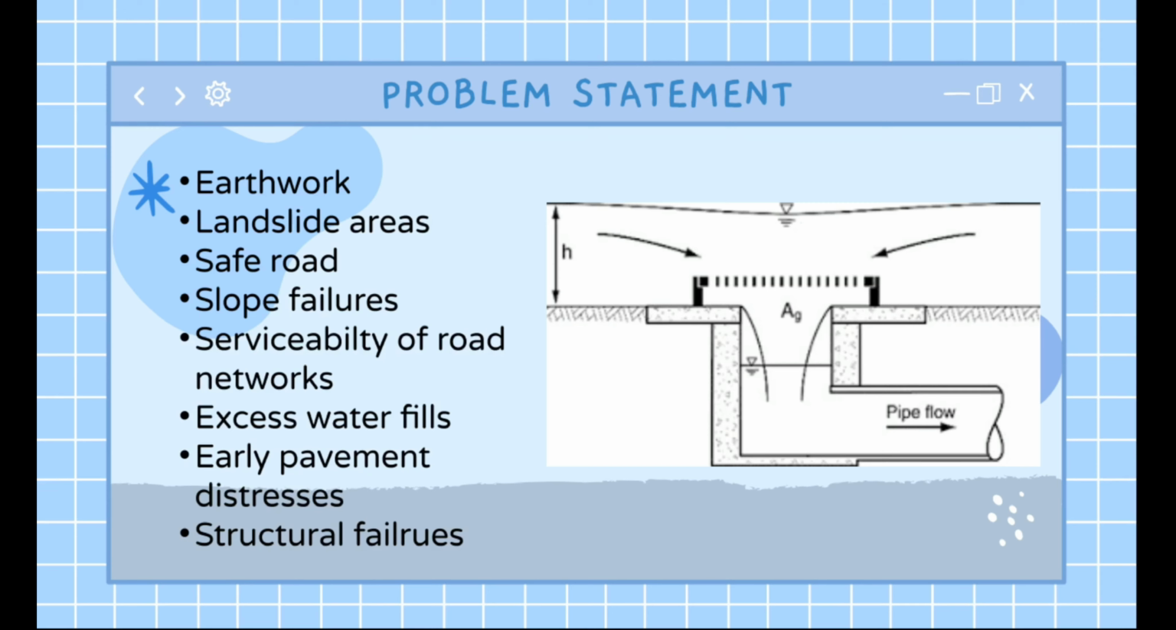The road damage along with the problems about the serviceability of the road networks are caused by excess water that fills the pores of the road materials in the roads and in the subgrade soils. A well-designed drainage should prevent the early pavement distresses as well as the structural failures of the road and the slope failures from occurring. Thank you.